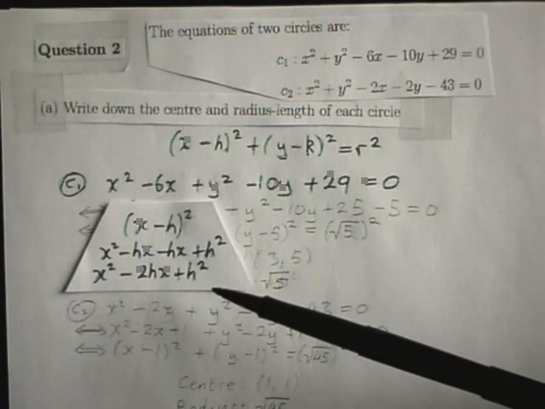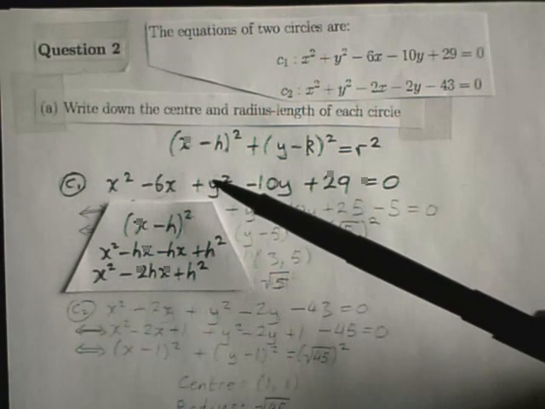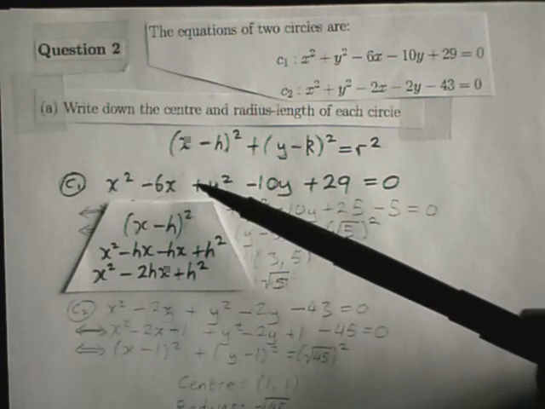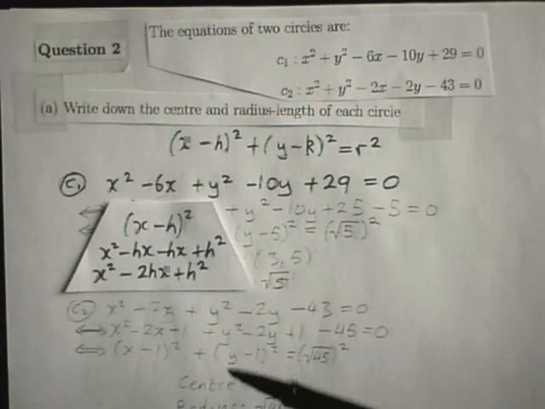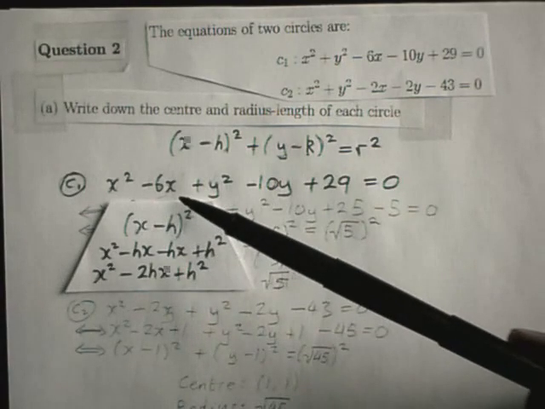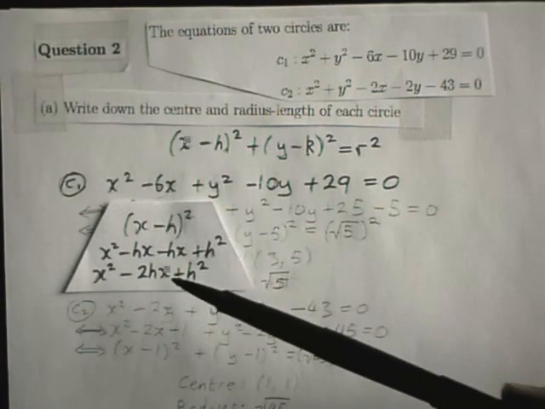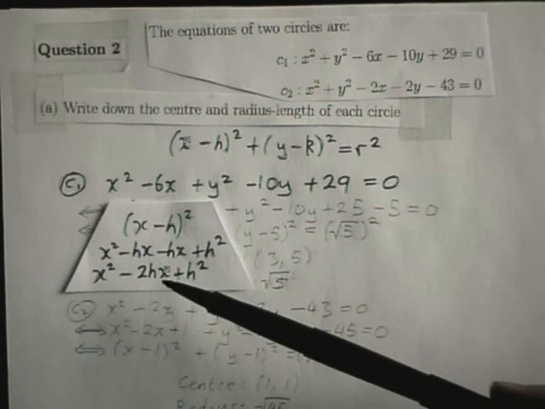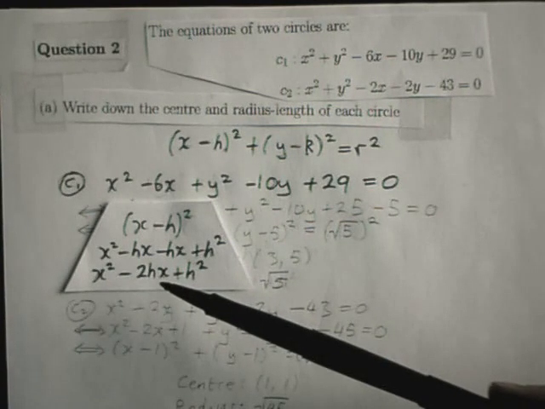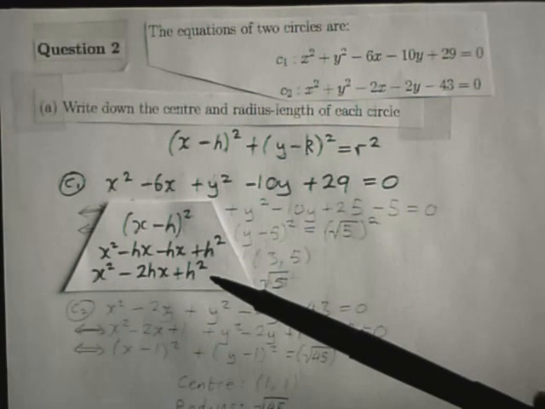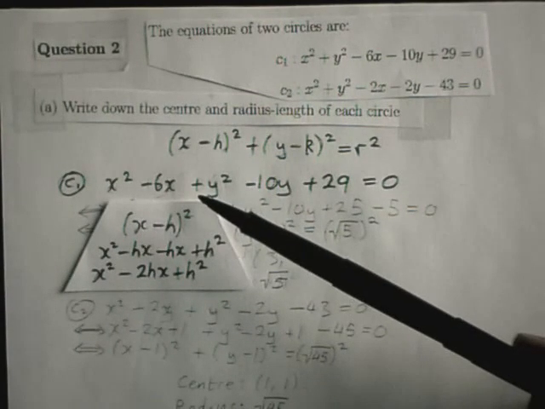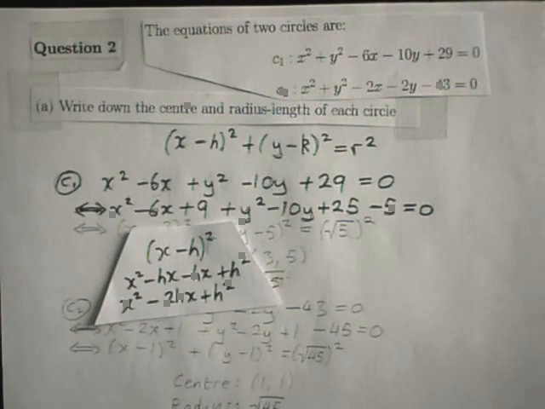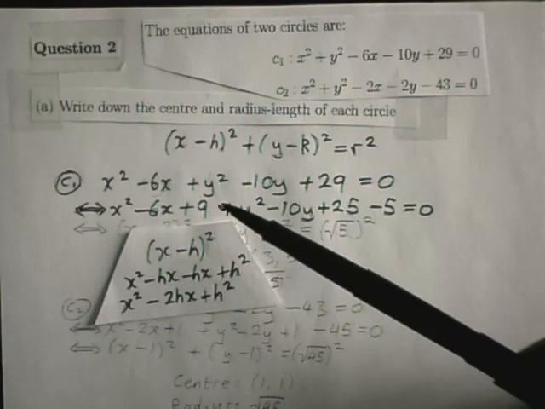So what I have to do is compare what I have here with this bit up here. I have an x squared minus 6x, and I don't have any constant there which would correspond to the h squared. So what I have is a minus 6 though, which would correspond to the minus 2h, which means my h is 3. So my h squared is going to be 9, which means I need a plus 9 right here. So now I have a plus 9 here.